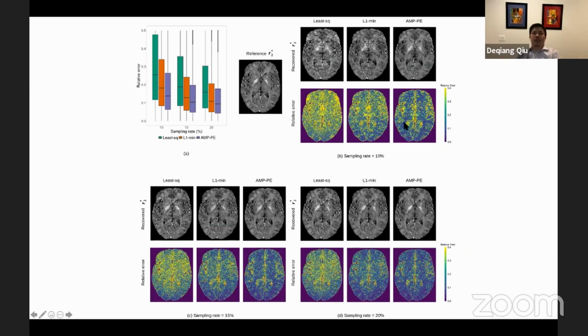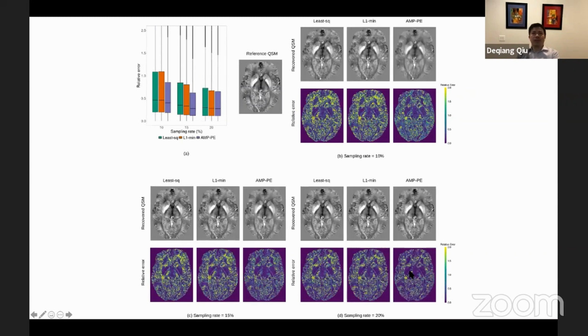So you can see the relative error map for 10% sampling rate, 15 and 20. The last columns are our AMP methods. It shows consistently better results than other existing methods. Again, this is the relative error map for the QSM images. So our method has better performance compared to least square and L1 norm minimization reconstruction.